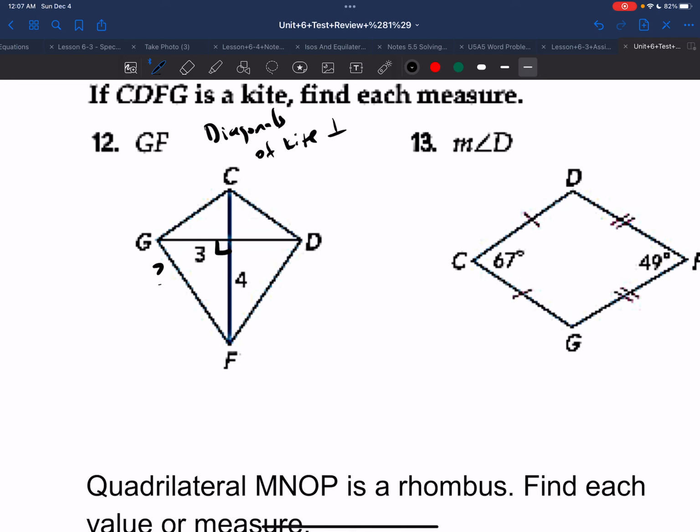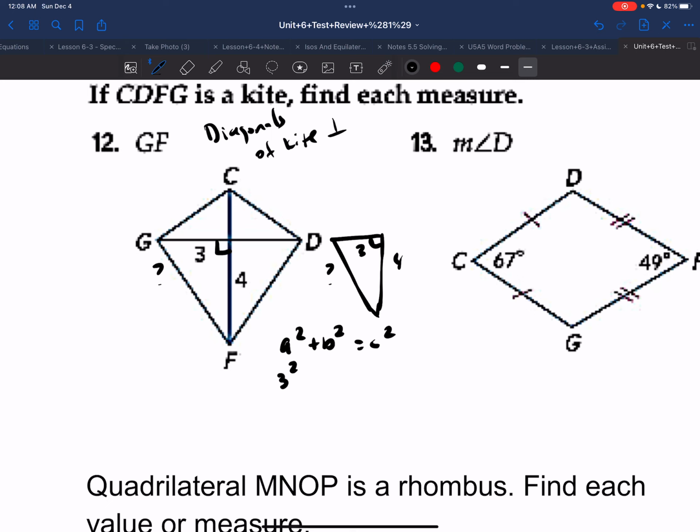Since, first of all, we have a right triangle, I'm going to draw my figure. So this is 4, 3, and that's a right triangle. I don't know what GF is. That's what I'm trying to find here. So this is a Pythagorean Theorem problem. a squared plus b squared is equal to c squared. C, again, is the hypotenuse. What's across from the 90-degree angle? Well, this side here. So that's the question mark.